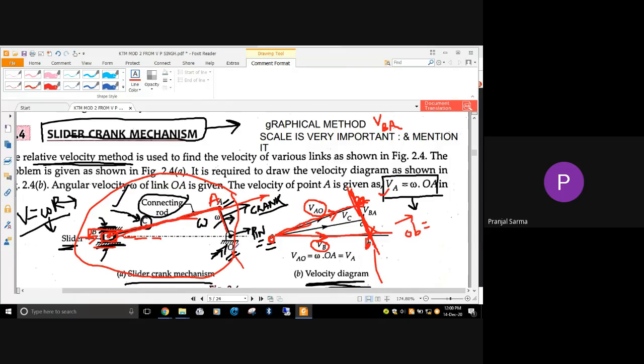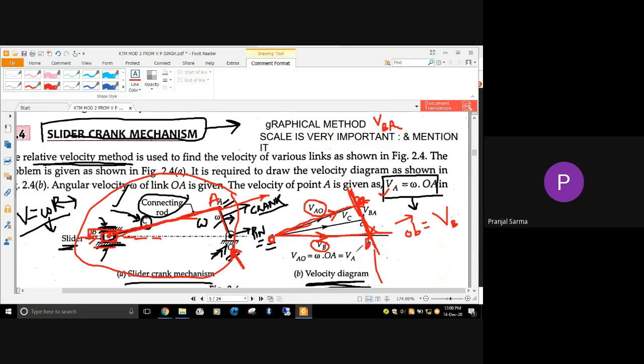O is a fixed point. I am giving you the hint. Yes, it's the absolute velocity of B, or I can write directly V of B. Because if you discuss with respect to relative velocity, it is the relative velocity of B with respect to point O, and O is a fixed point. So with respect to a fixed point, if we discuss something, that itself is the absolute velocity.